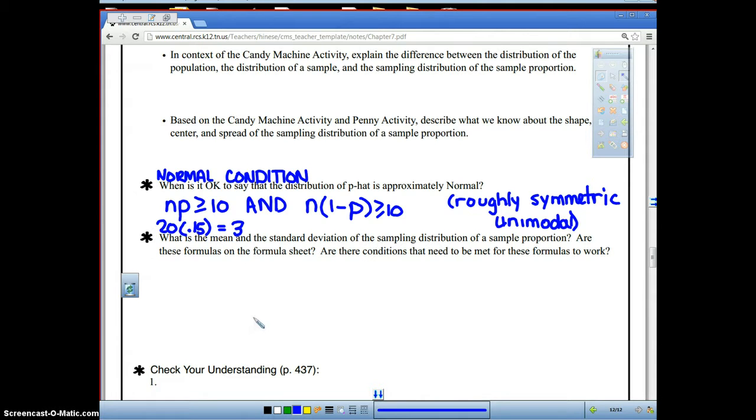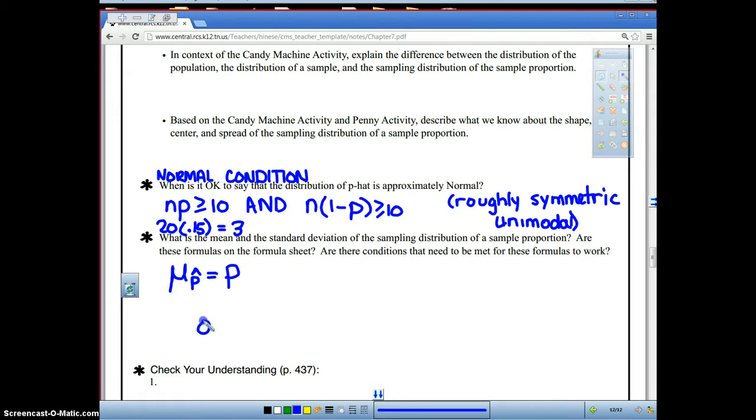Okay, if we continue and we talk about the mean and the standard deviation of the sampling distribution of a sample proportion, there are some things that we can learn from other sampling distributions. For example, the mean of a sampling distribution of p hat is always equal to the population proportion, always equal to p. So if I know what p is, then that automatically tells me what the mean of my sampling distribution of p hat is. And this is because p hat is an unbiased estimator.